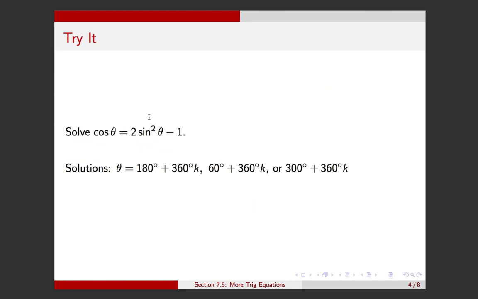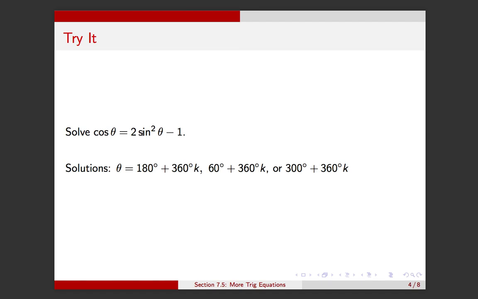So here's a problem for you to try. Solve this. Cos theta equals 2 sine squared theta minus 1. The solutions are here, so you can check your work. So go ahead and pause the video and try solving this.